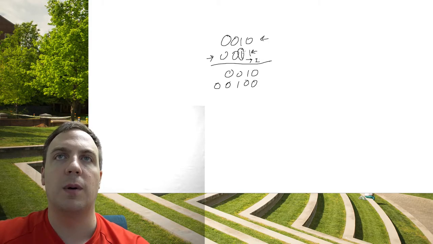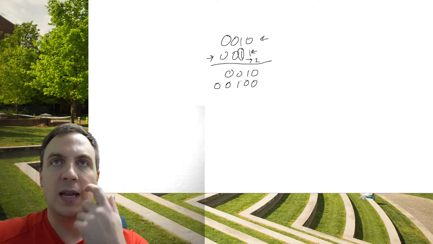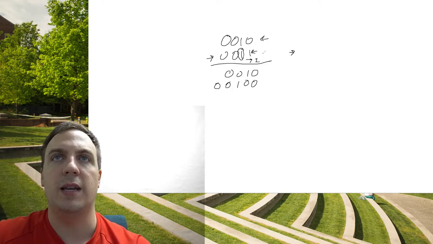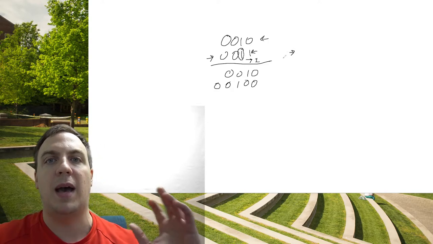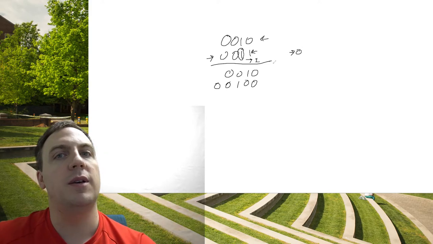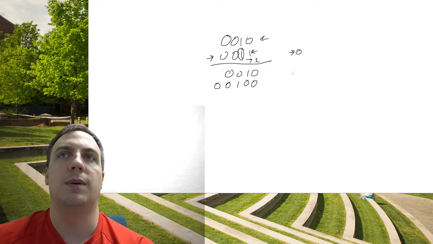So now what we're going to do is multiply 1. So we see a 1 there, so we copy the entire number down again, which is 0010. Now we do that until this number becomes 0. Remember, as we shift right, this number is going to eventually be padded with zeros on the left-hand side, and it'll go to 0. So hopefully you can start seeing what this is going to look like in C++.